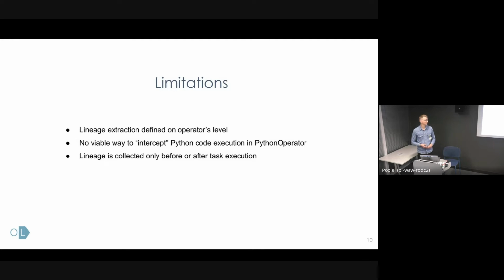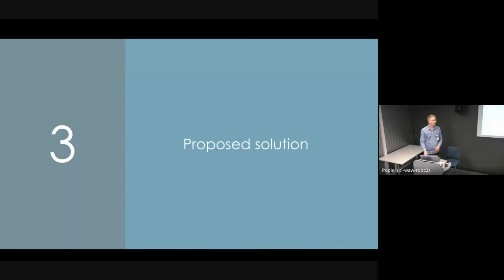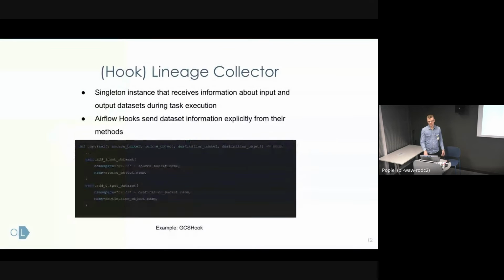So just because we cannot go into the task execution within PythonOperator, we would like to propose another solution: to have a lineage collector, hook level lineage. The hook is optional here. I'll explain it in a moment.